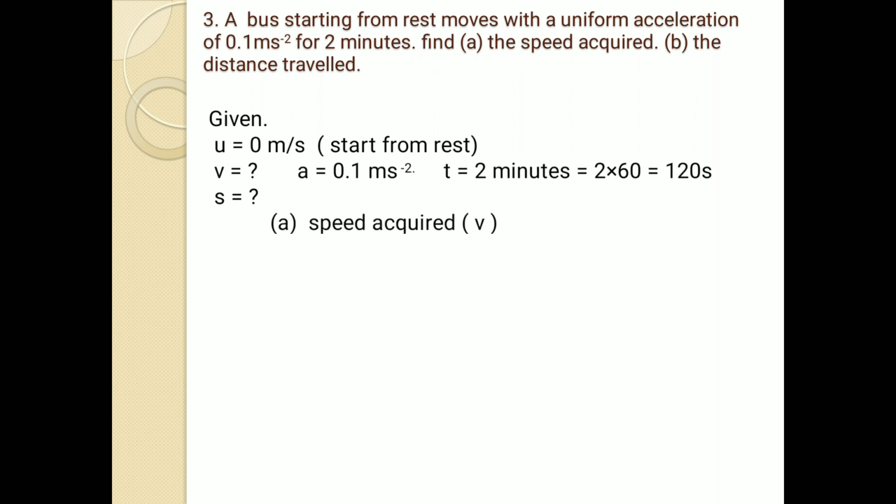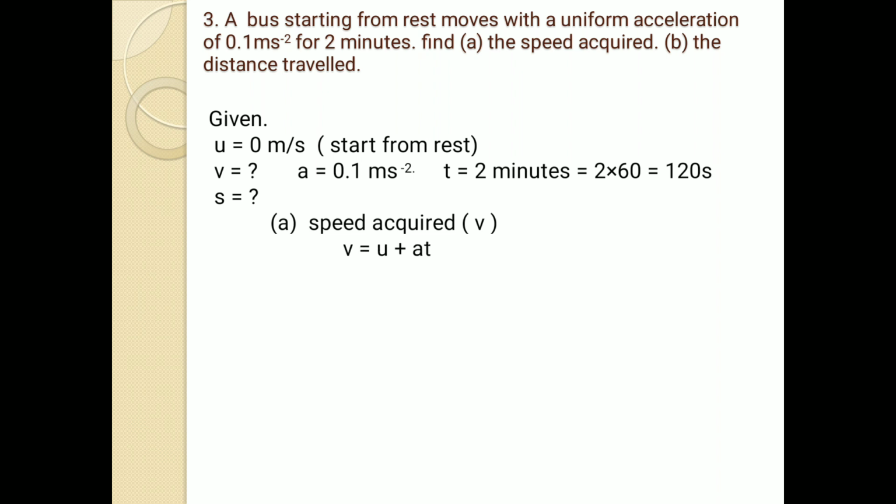Okay. First one, speed acquired. Speed acquired is nothing but final velocity. So we need to find out final velocity here. So what is the formula to find out final velocity? You recall all three equations of motion. So we have to select the equation of motion according to the given data. So first we need to write the given data. Then we need to select the equation of motion. So what is the first equation of motion? V is equal to u plus at.